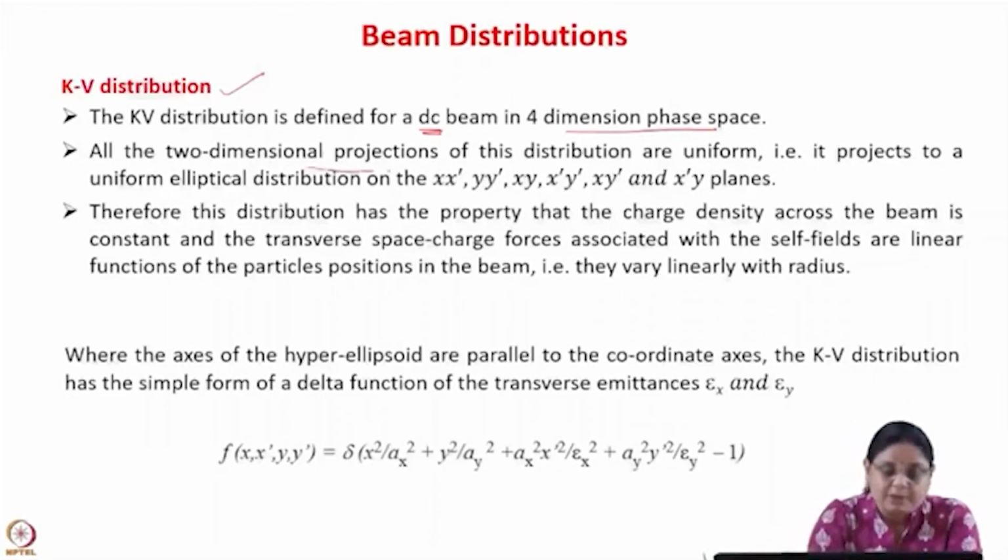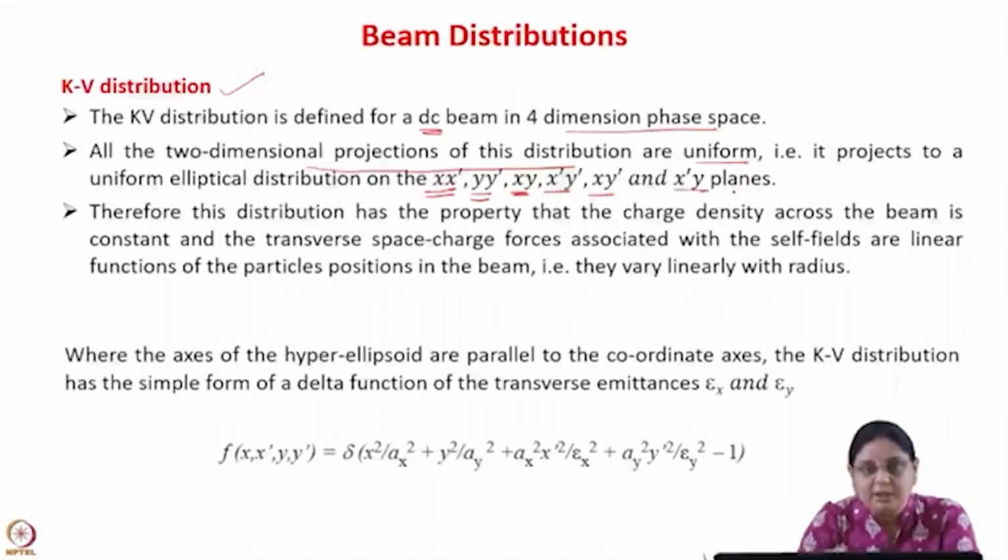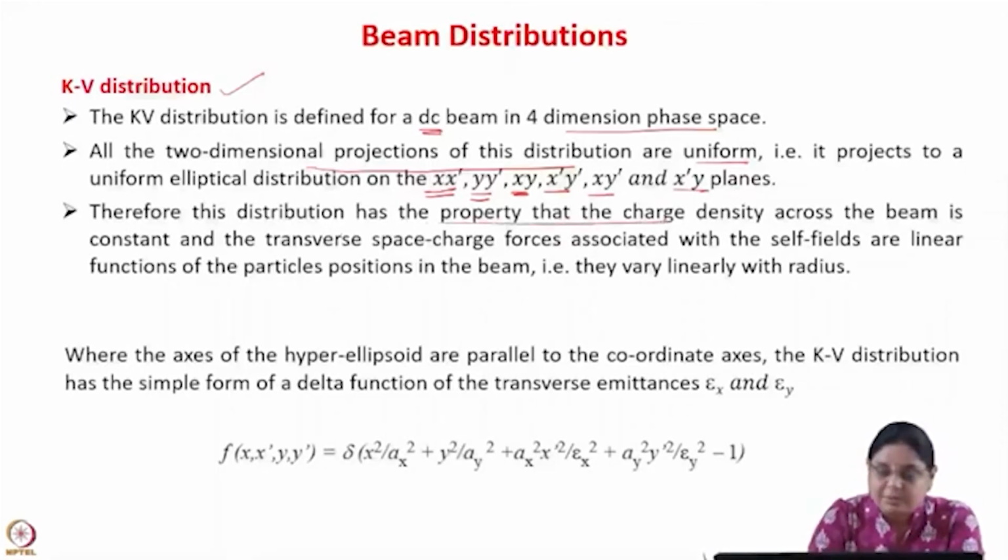So all the two-dimensional projections of the KV distribution are uniform. So you take any two-dimensional projections, that means you take the x prime, y prime, x prime y prime, xy prime, or x prime y, all the two-dimensional projections are uniform. Therefore this distribution has a property that the charge density across the beam is constant. Since the two-dimension projections are constant, the charge density is constant in any two-dimensional phase space. And the transverse space charge associated with the self fields are linear.